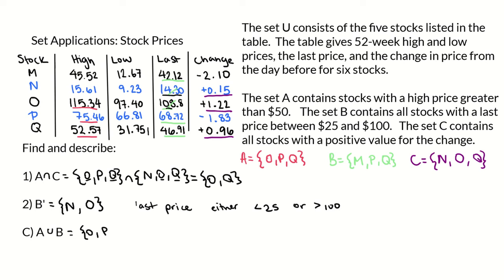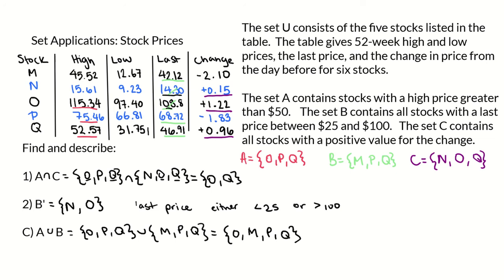Okay, last let's find A union B. So A again is OPQ union with B, which is MPQ. Union means that we take all the elements that appear in at least one set. So that means O appears in at least one set, M appears in at least one set, P and Q appear in both sets, so they appear in at least one. So the union here is OMPQ.